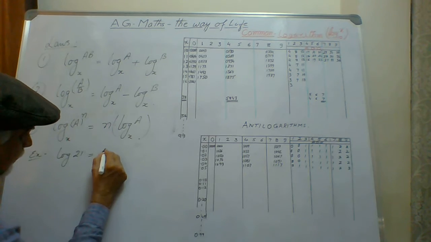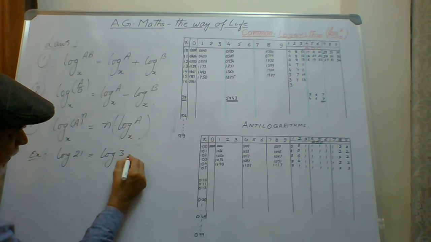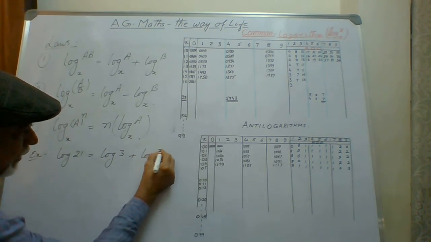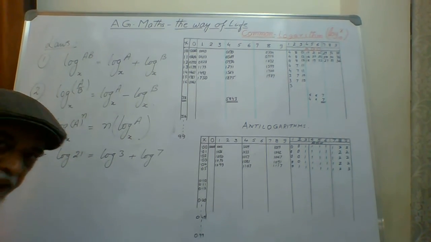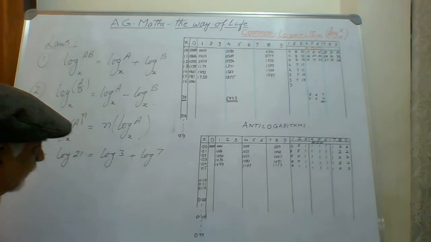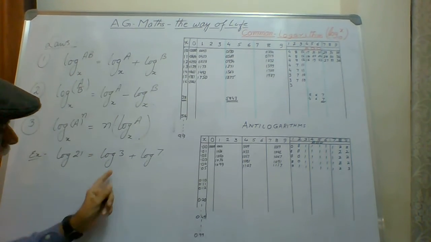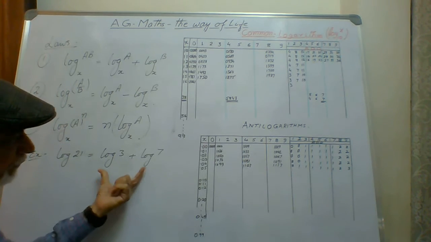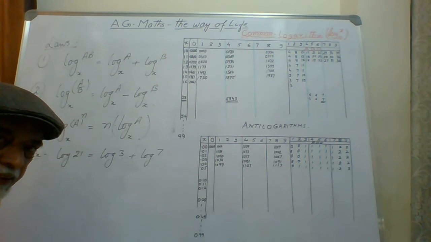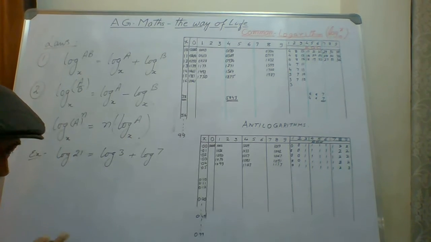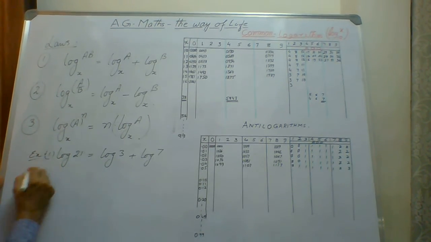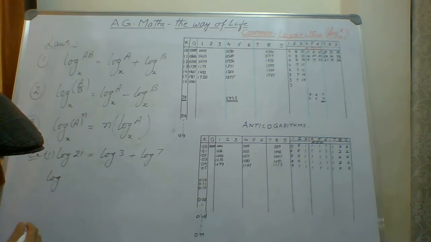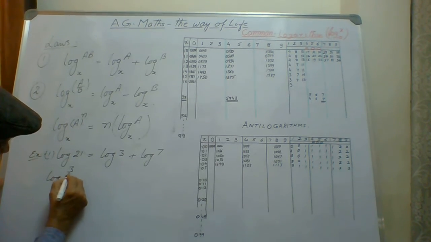So this is equal to log of 3 plus log of 7, because it is a product of 3 and 7. The product of 3 and 7 is 21. And as per the law, I can write log 3 plus log 7. We can read out the value of log 3 and log 7 directly from the table, and when you add up, that is the answer. So simple.